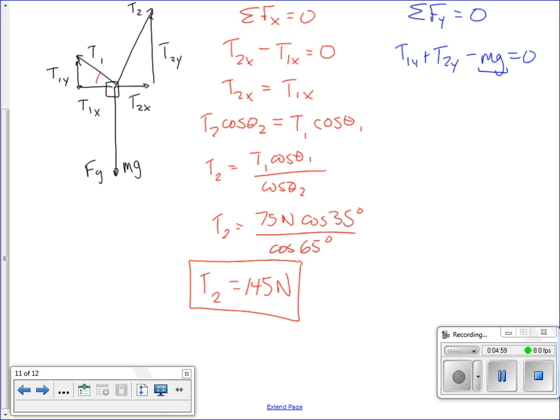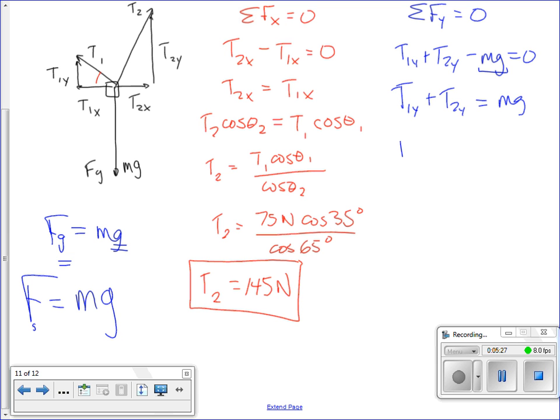That's why I write this as mg. What we said was gravitational force equals mg. Now this is a subscript, and this is gravitational acceleration. F g equals m times g. So let's see. We're looking for the mass. T1y plus T2y equals mg. T1 sine theta 1 plus T2 sine theta 2 equals mg.